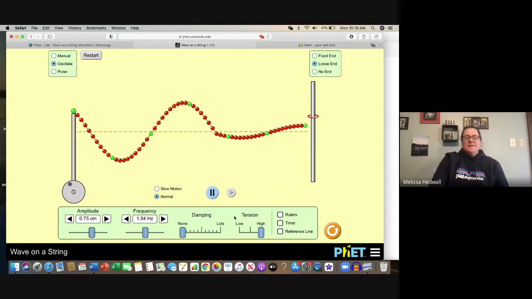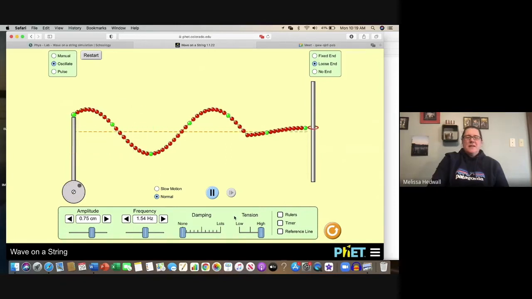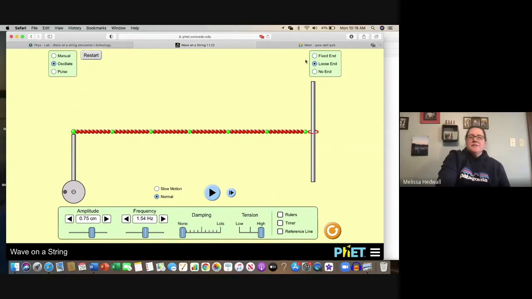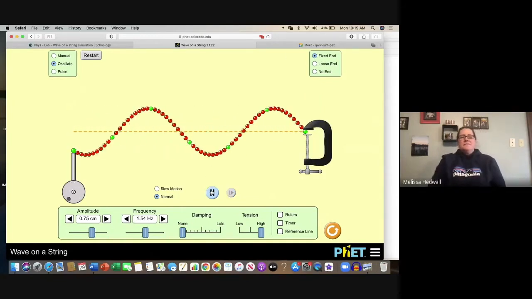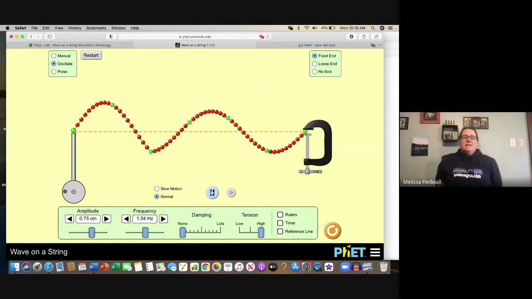And then they'll go out of phase and they'll cancel out. And then it keeps repeating itself. Then it says to do this same thing on a fixed end. So we can watch this happen on the fixed end.